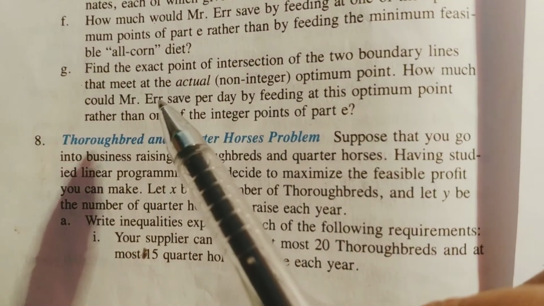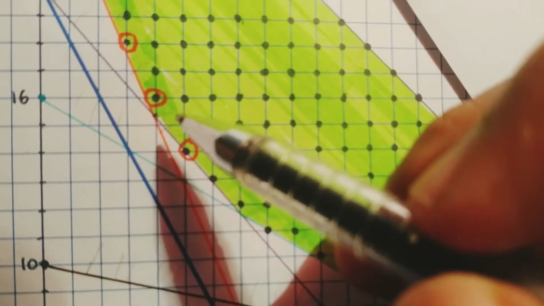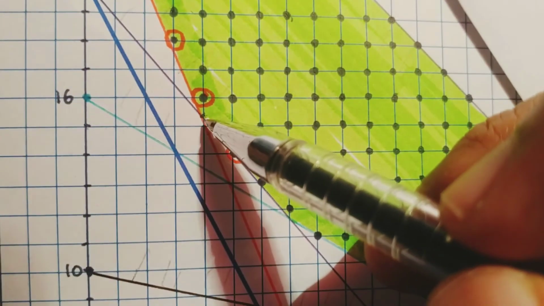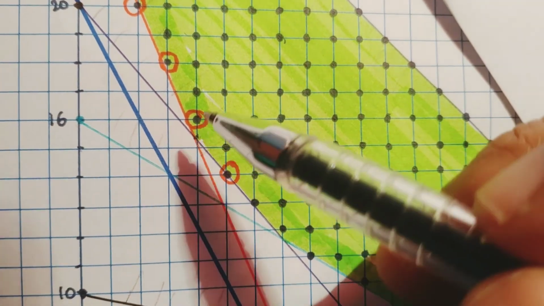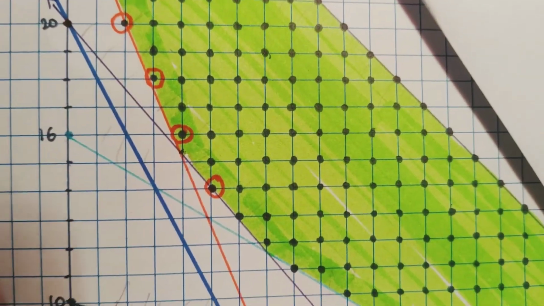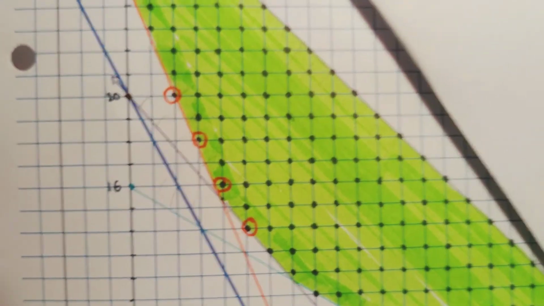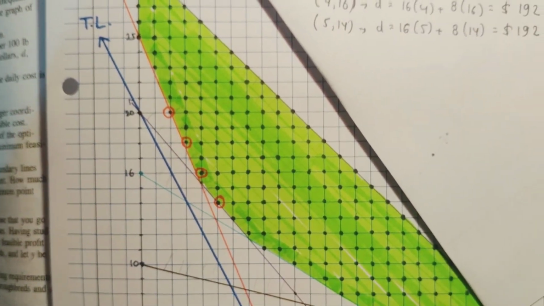How much could Mr. Earth save per day? So actually we just find the difference between using the non-integers pair and using the integers pair. So what is the difference of the cost? Okay, so that's how you answer this kind of linear programming.